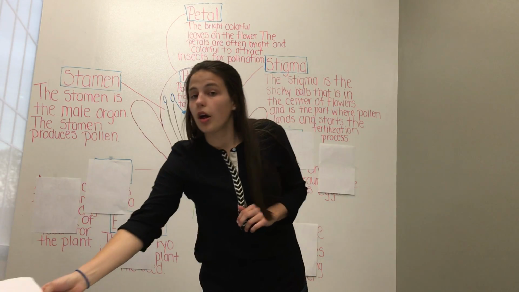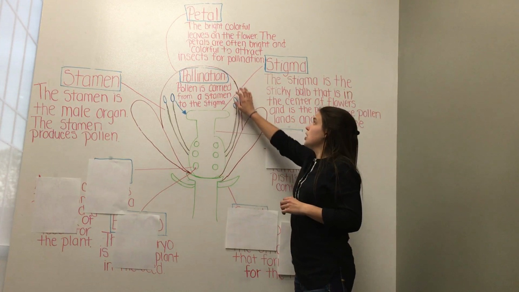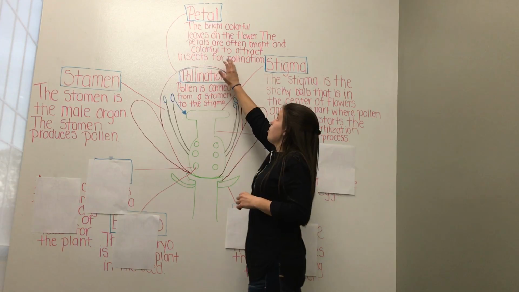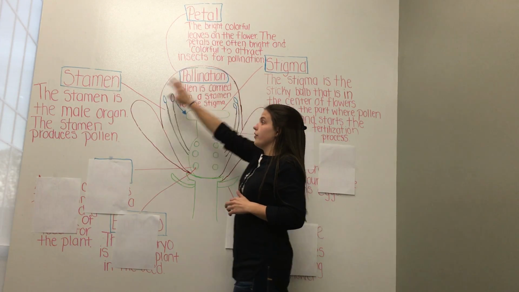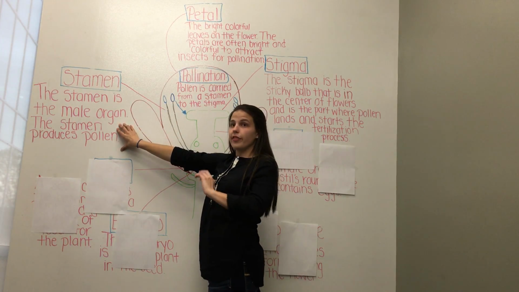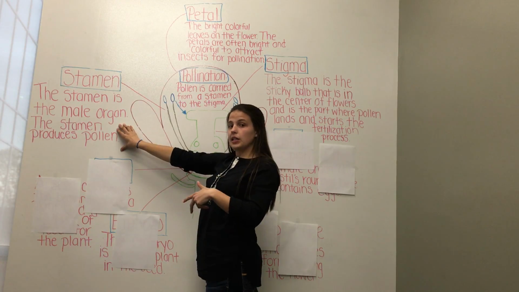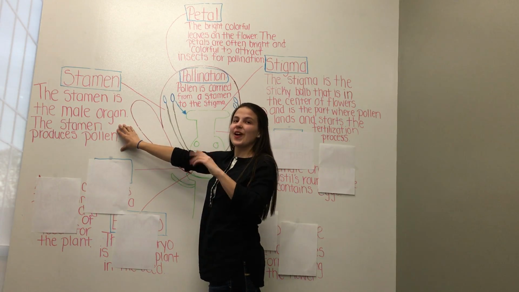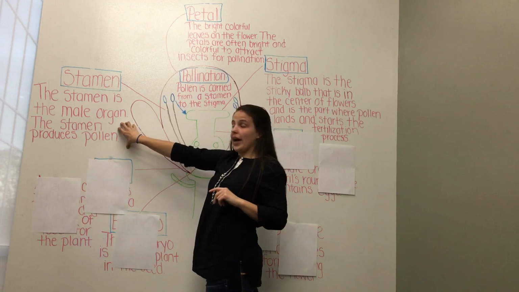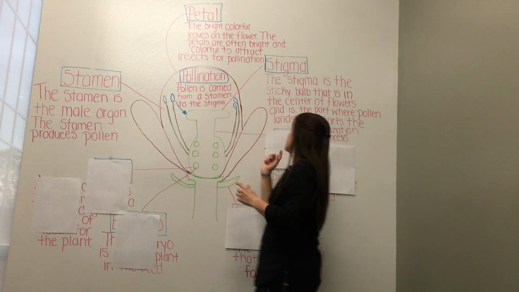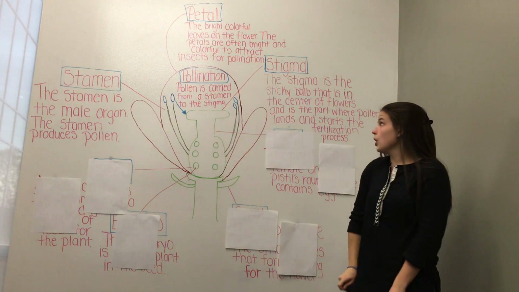And you need to write all this down under your flaps on your foldable. For petal, you need to write this down, and for stamen, you'll need to write this down. Flip open your foldable, and write that part down under these titles. So, back to where we were.